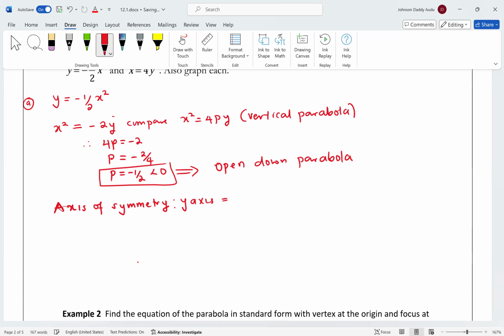And what does that mean? That means the line x is equal to what? x is equal to 0. And what is our vertex? The vertex is just (0, 0), because there is no translation. Then the focus.